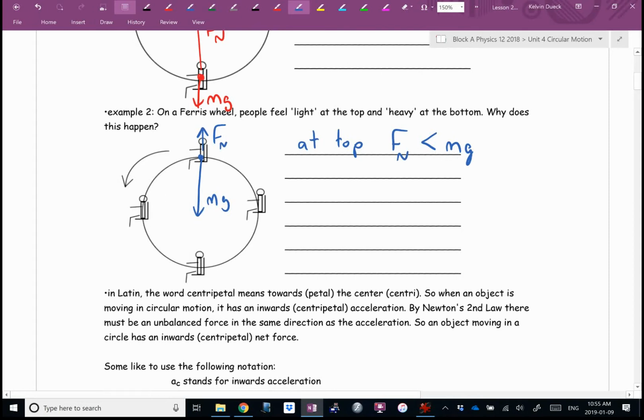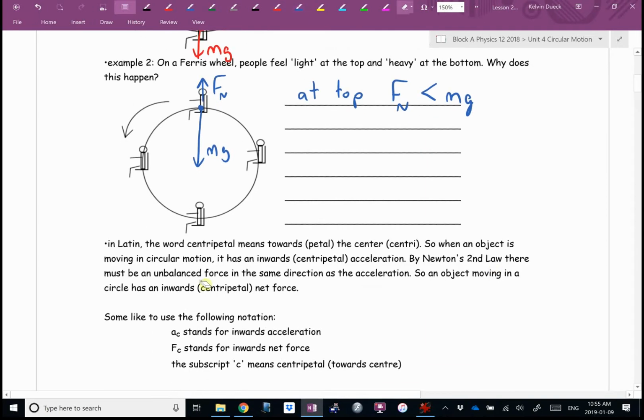In Latin, the word centripetal means toward the center. And so we say when you're moving in a circle, you are experiencing a centripetal force and a centripetal acceleration. I'm going to use the letter C as my abbreviation as a subscript. But if you don't want to remember the word centripetal, conveniently the word circle also starts with a C, and most of the kids, when they see FC or AC, they just think, oh, circle. But I'll use the centripetal term because I'm a physics nerd.